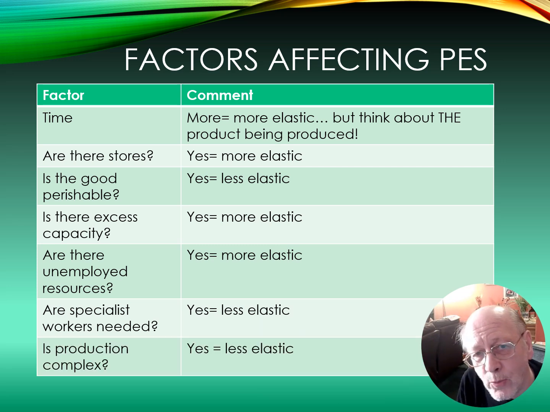What about if the production process is complex? Again, if it's complex, it makes it quite difficult to supply more. So producing gas out of the sea from nothing is an incredibly complex process. So that's going to be less elastic. Digging a few strawberries, planting a few strawberry plants, relatively straightforward. So that would make that more elastic.